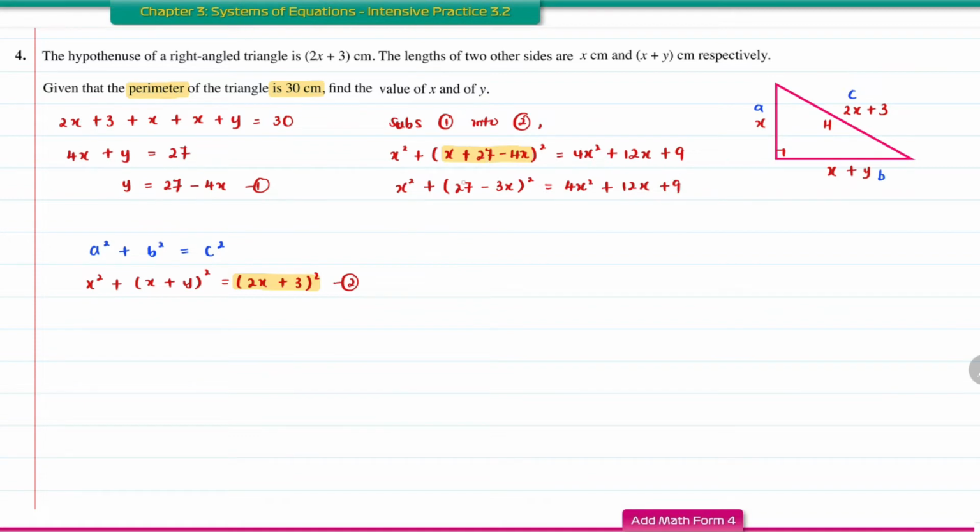Next we're going to expand this part. 27 squared is 729. When 27 multiplies negative 3x and you double it, you're going to get negative 162x. And then negative 3x, when you square it, you're going to get a plus 9x squared. Next I'm going to move everything to the left hand side.